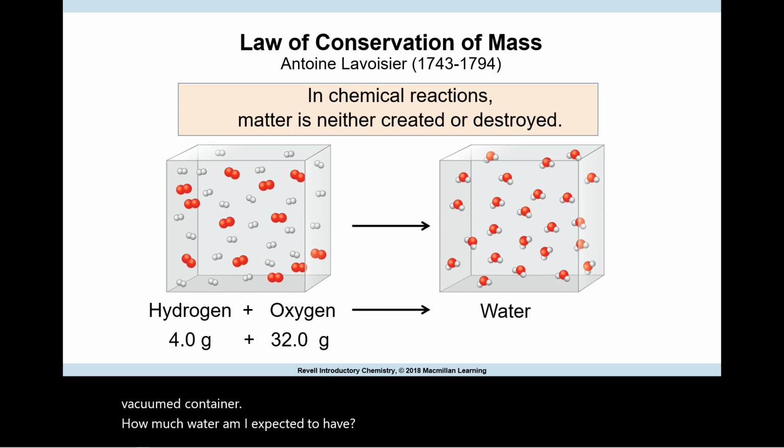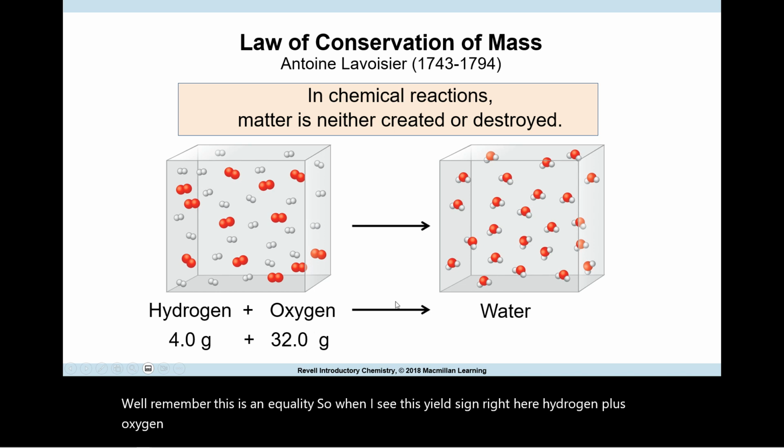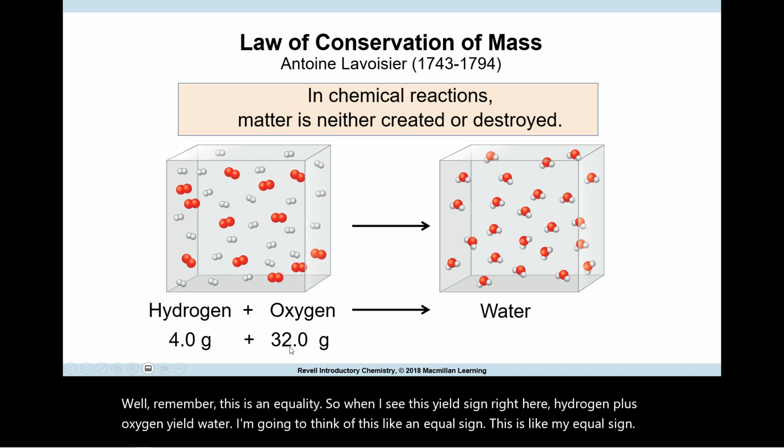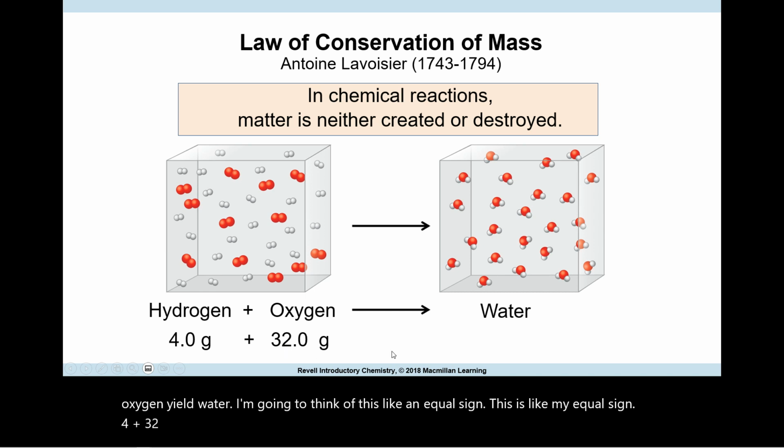So how much water? Well, remember, this is an equality. So when I see this yield sign right here, hydrogen plus oxygen yields water, I'm going to think of this like an equal sign. So this is like my equal sign. 4 plus 32 is 36. So I'm going to produce 36 grams of water.